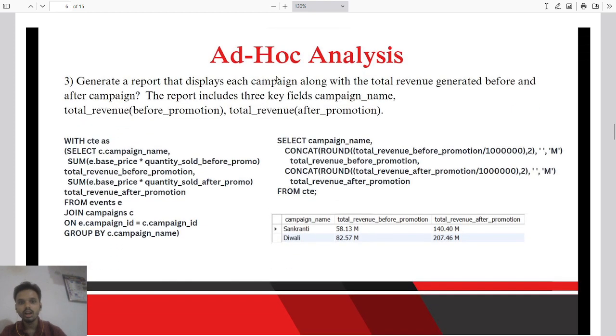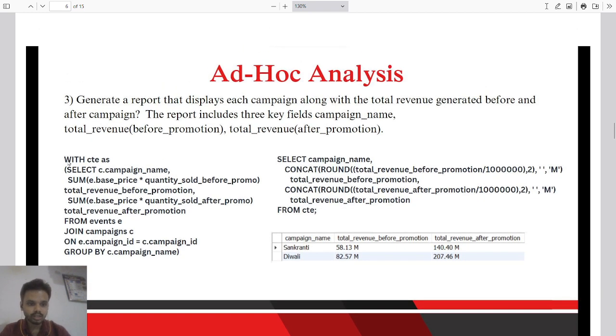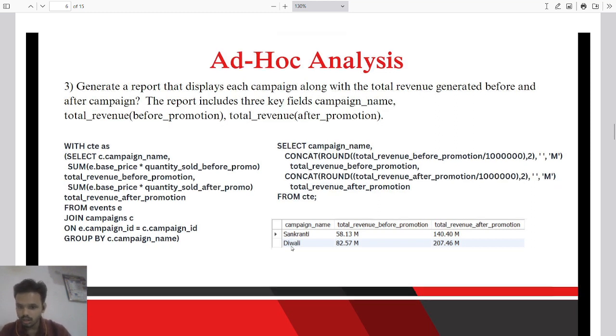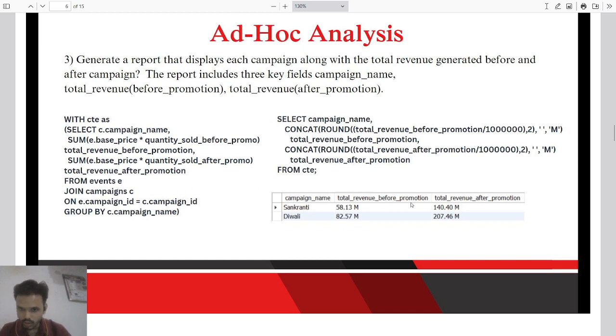Moving forward, the third ad hoc analysis is: generate a report that displays each campaign along with the total revenue generated before and after the campaign. So the query looks like this. I used a common table expression with select and from clause. So we can see that the values are in millions.